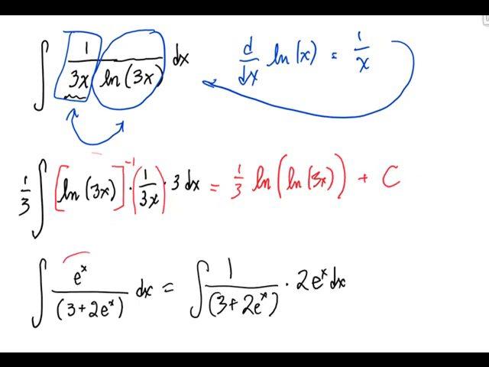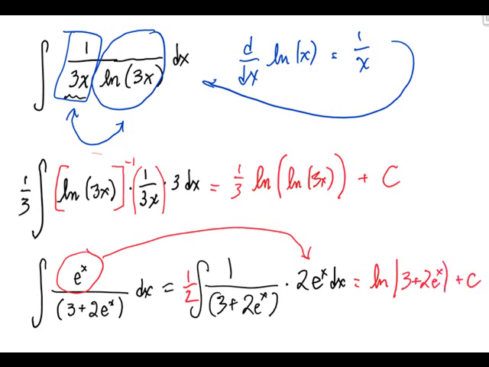dx. Now, we had the e to the x in the original problem to give us part of the derivative of the inner, but since we had to introduce this 2, we'll have to put a 1/2 coefficient out front. And now that becomes what? The integral of 1 over that is going to be the natural log of the absolute value of 3 plus 2e to the x plus c. And don't forget our little 1/2 coefficient out front. That's about as tricky as they get.